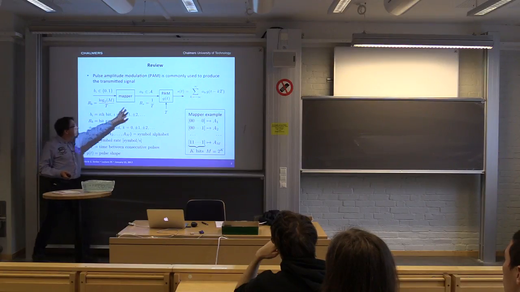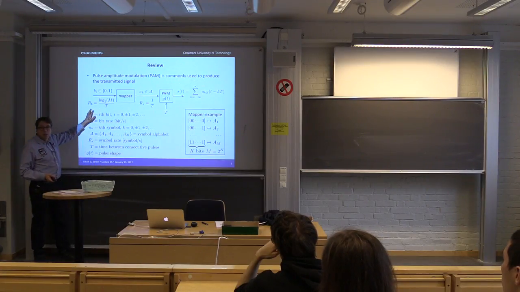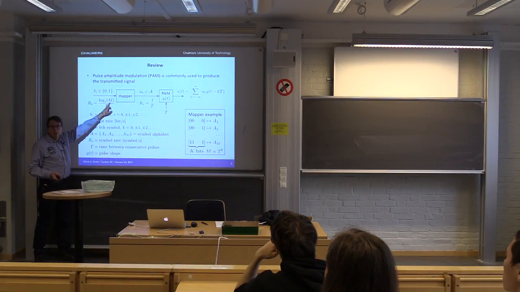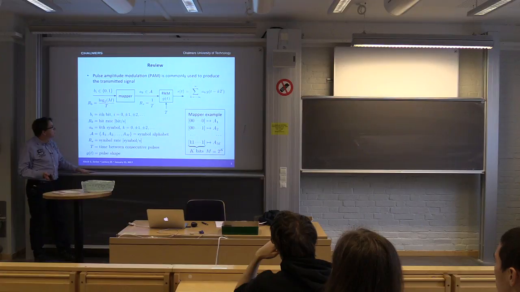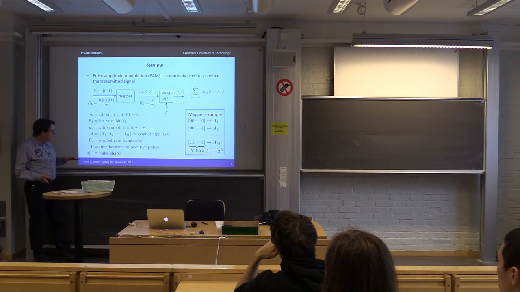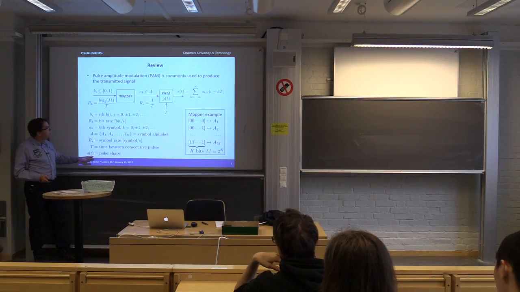The only time when we have equality here is when we transmit exactly 1 bit per pulse, and that is when M is equal to 2. Log 2 of M is equal to 1. And here we have a bunch of definitions here. So then we talked a little bit about the properties of the pulse shape g here in order for things to work well.